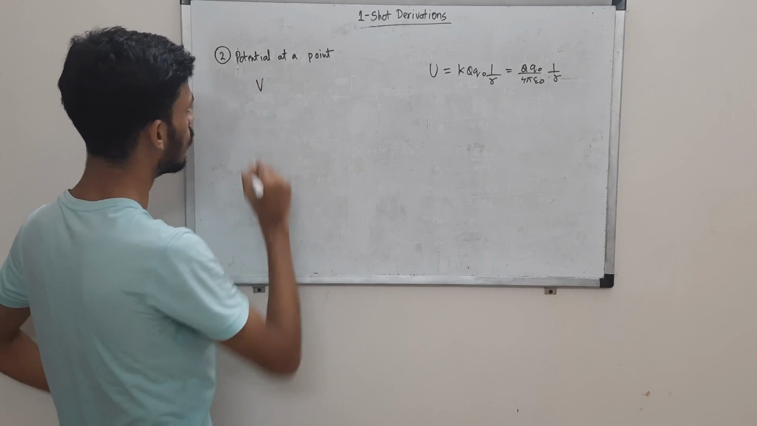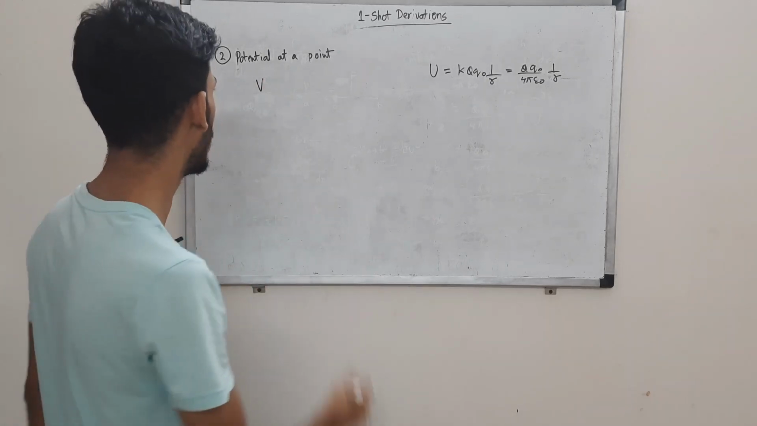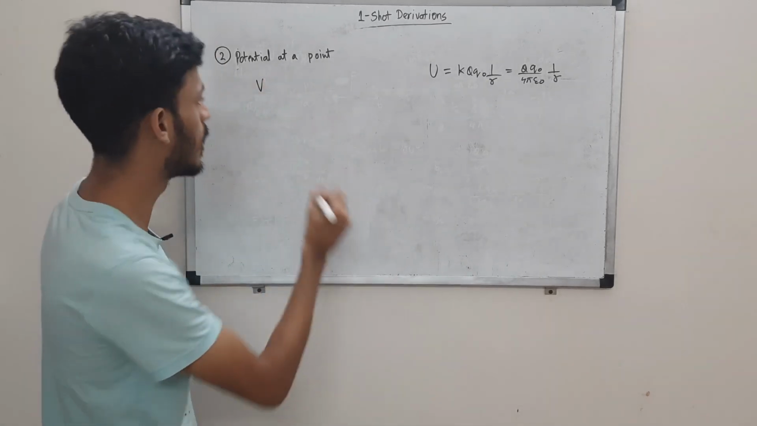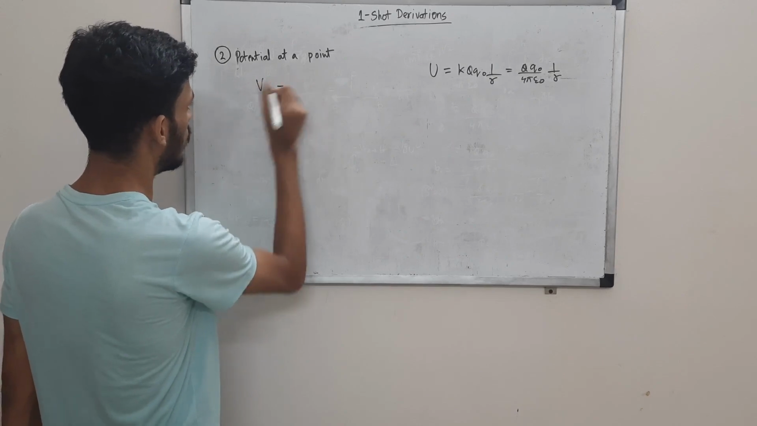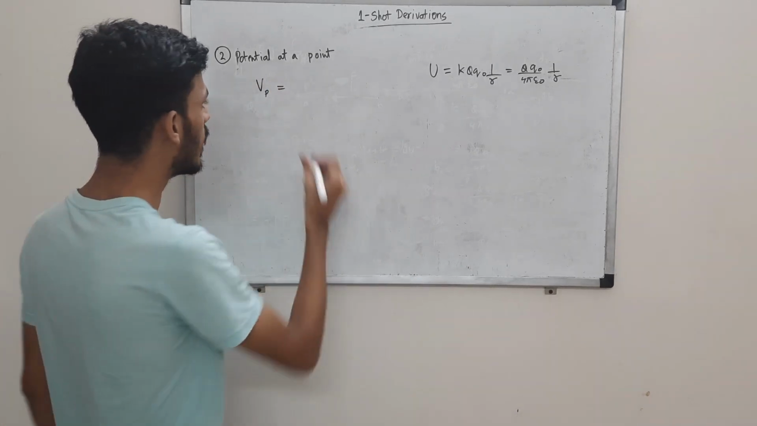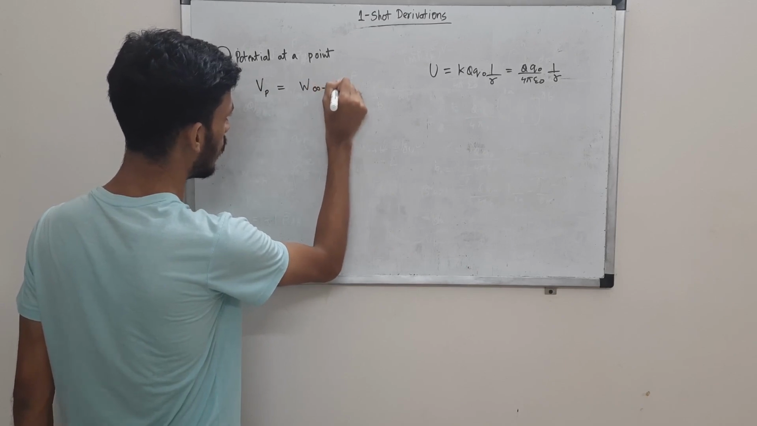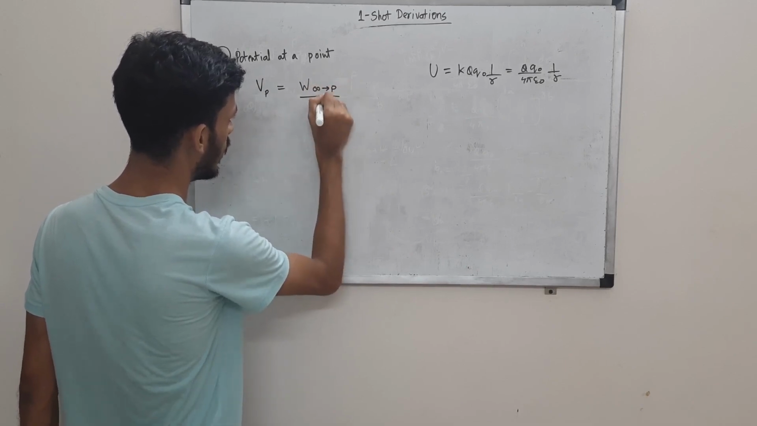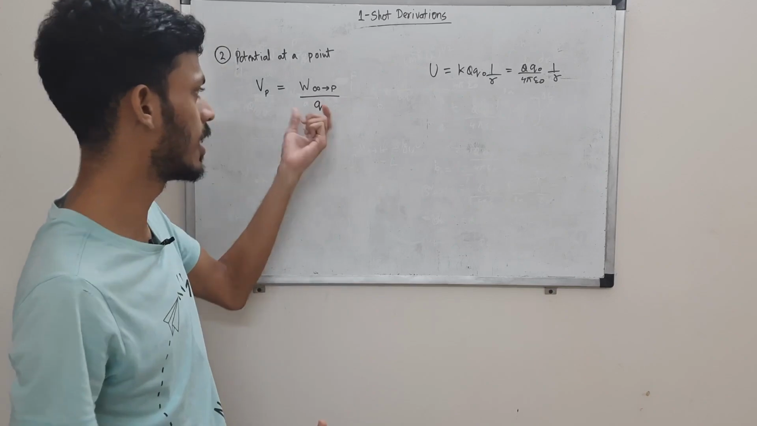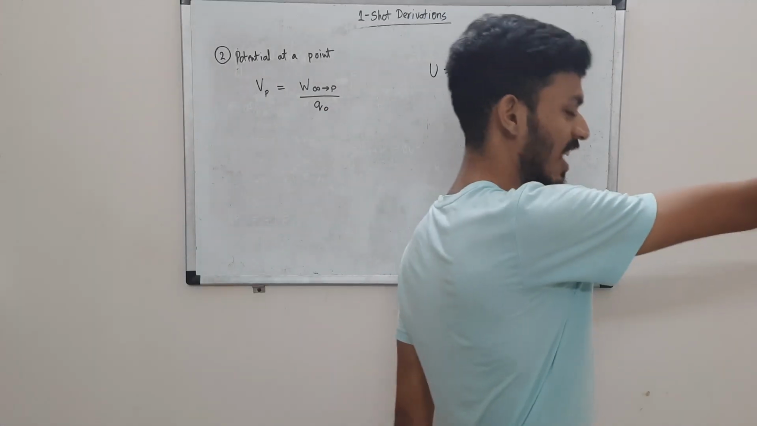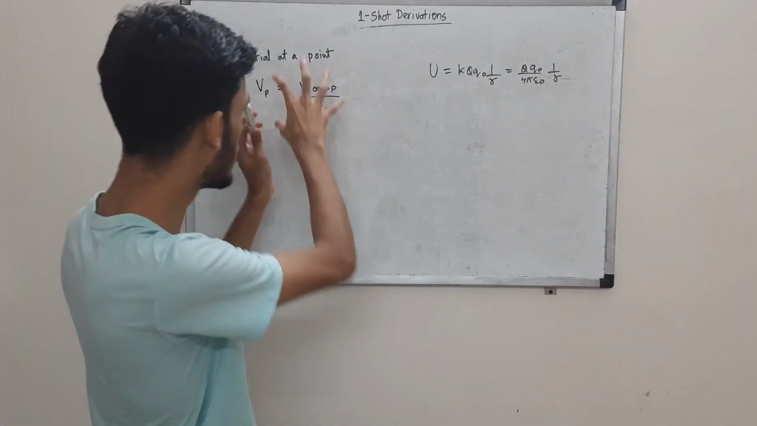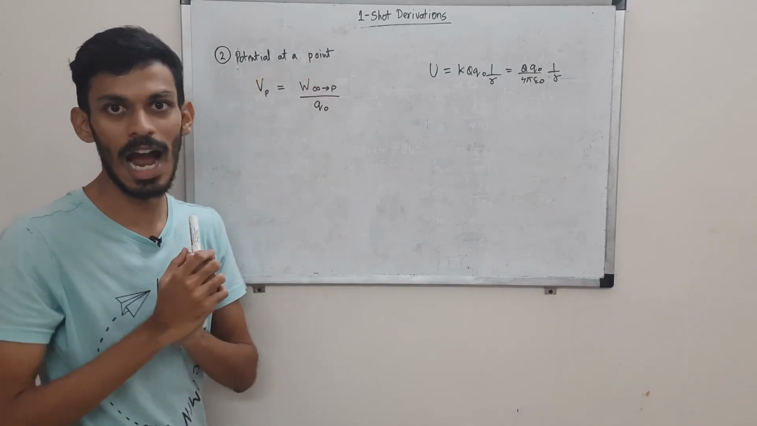So we know from the definition of electrostatic potential that the potential at a particular point P will be given as the work done in bringing the charge from infinity to point P divided by the test charge, right? This is the test charge Q naught, which is brought from infinity to point P. So this term will give you the potential at point P.